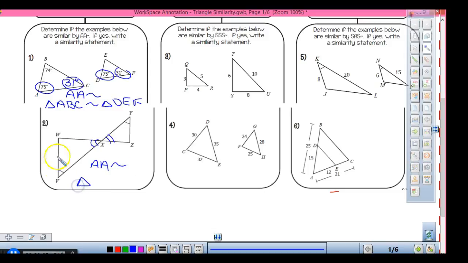I have triangle, what do you want to call this guy? Triangle XWV. Alright, so if we go XWV is similar to triangle, what goes with X? X. What goes with W? Z. And what goes with V? Okay, so you really got to be careful when you're doing your similarity statement, what order your letters go.